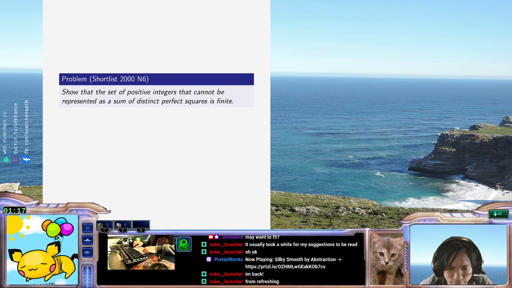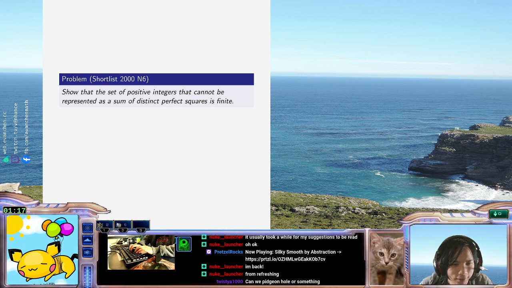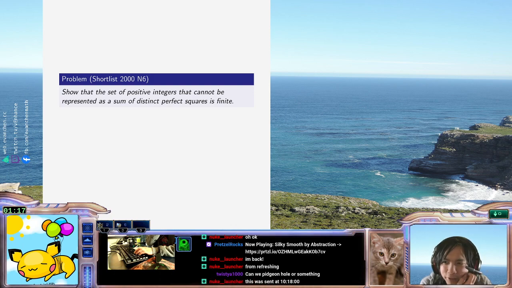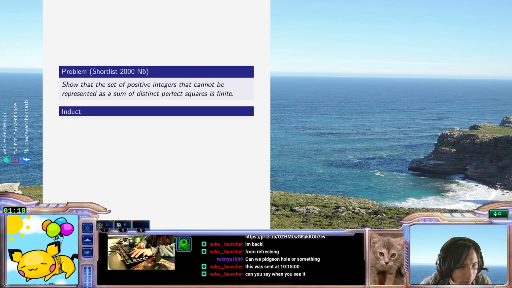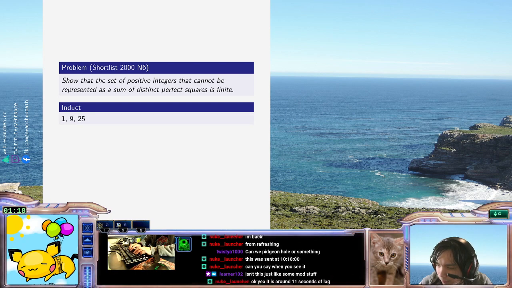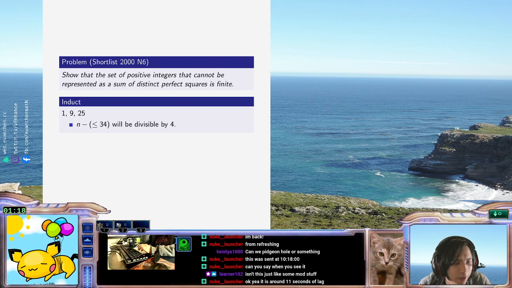So basically, my idea is that I was thinking about this a little bit while we were doing the other problem. Roughly, I want to say induct. Let's take just three random odd squares. Then n minus something less than or equal to 34 will be divisible by 4, or something like this. But basically you can make stuff divisible by 4 if n is big, and you want to sort of repeat.